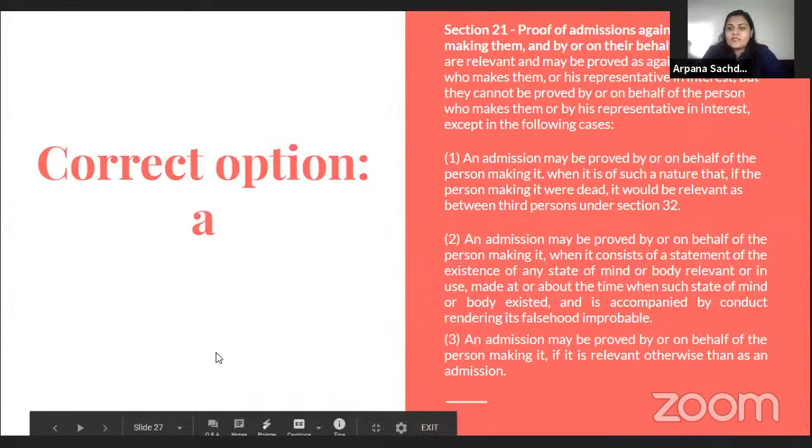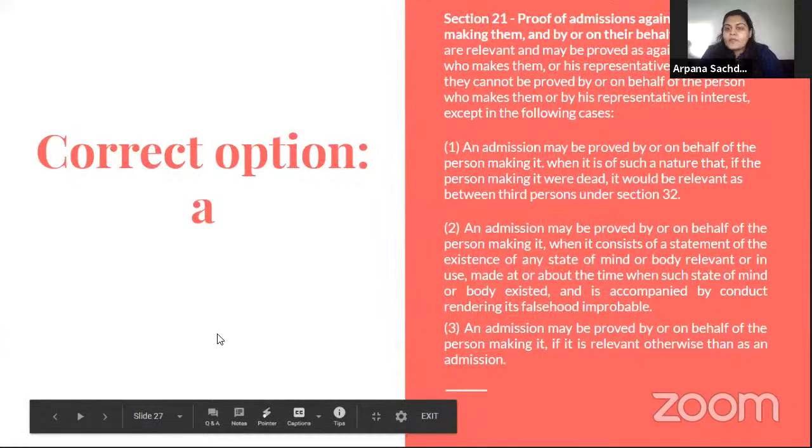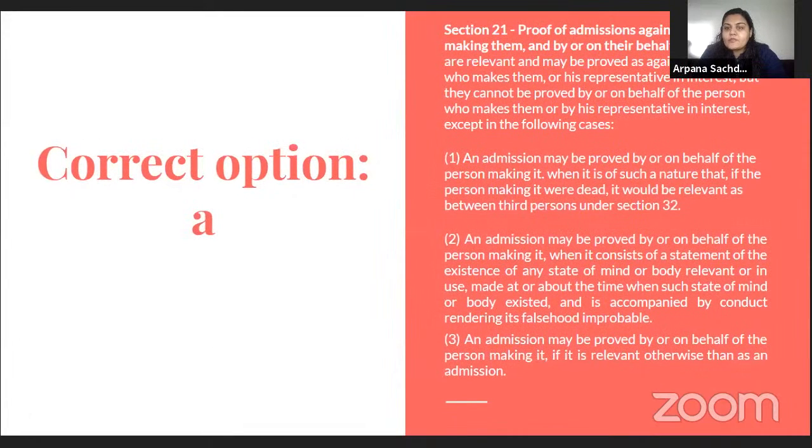The third exception says that an admission may be proved by or on behalf of the person making it, if it is relevant otherwise than as an admission. So we have these three exceptions for section 21.